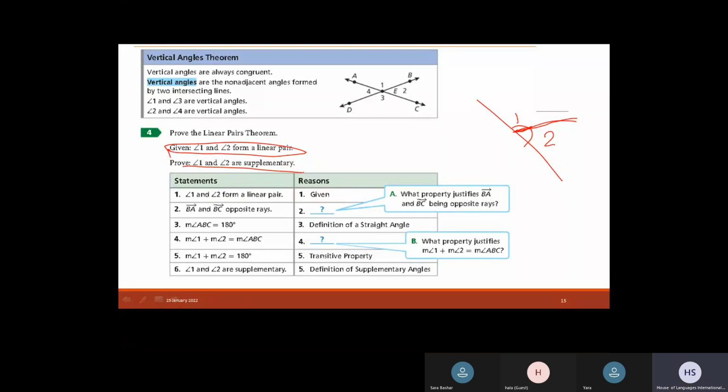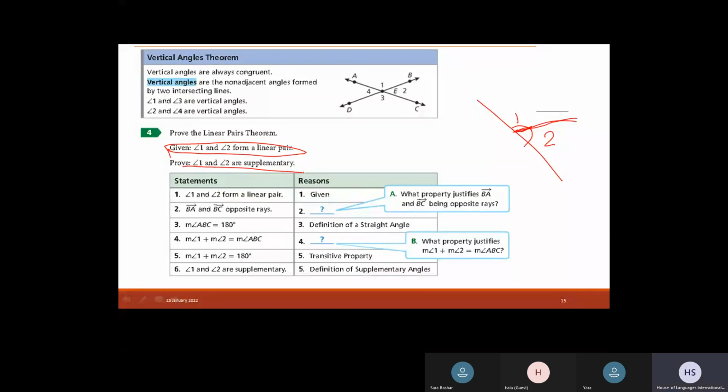Now here I will write how. How, if 1 and 2 make a linear pair, are they supplementary? Have a seat, please. Yes. I have to prove that. And if they are linear pairs, so they are 180, but you have to prove that. Show me how.